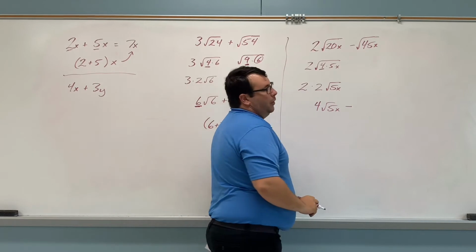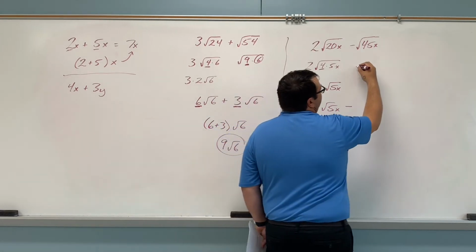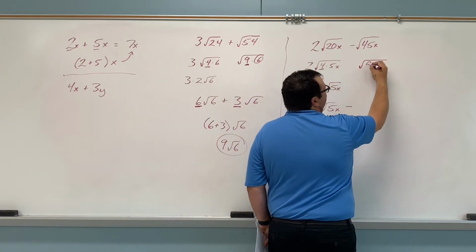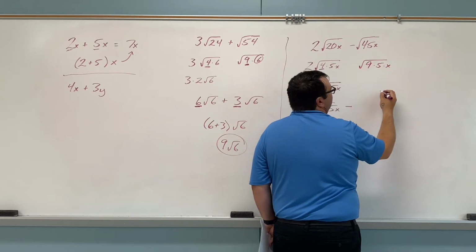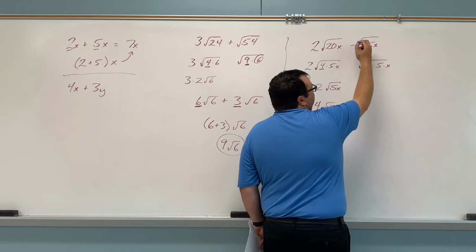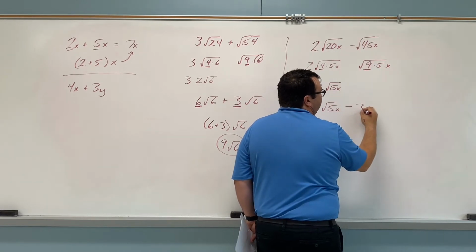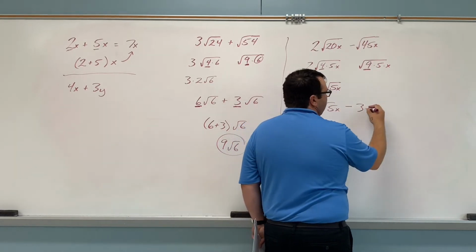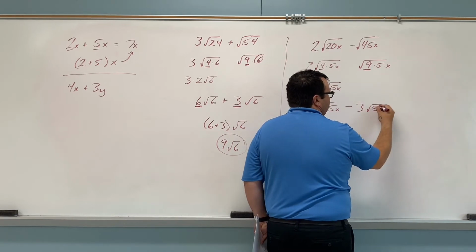Now let's talk about that 45. Square root of 45x can be broken down, so I have 9 times 5 times x. I can pull out a 3 here. There is only a coefficient of 1, so I'm just going to pull that 3 out. And I'm left with 5x left over.